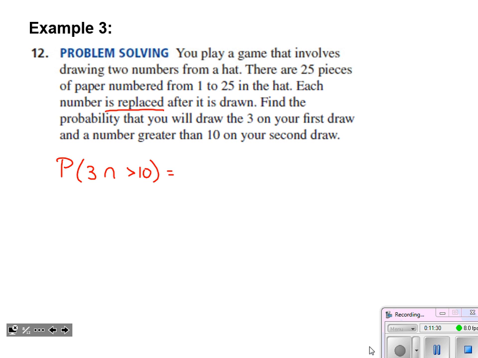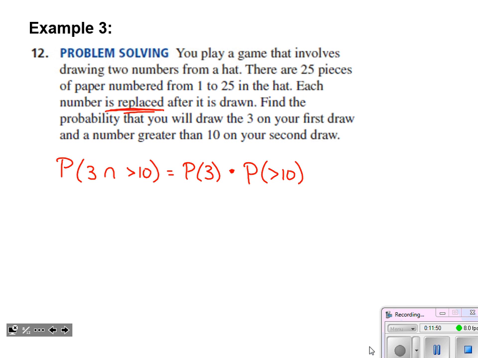Well, since we know we're replacing, we know it's independent. Every time we draw a card out, we're going to put that card back, so we're always drawing from the full 25 pieces of paper, the full hat. So I want the probability of a 3 times the probability of drawing a number that's greater than 10.